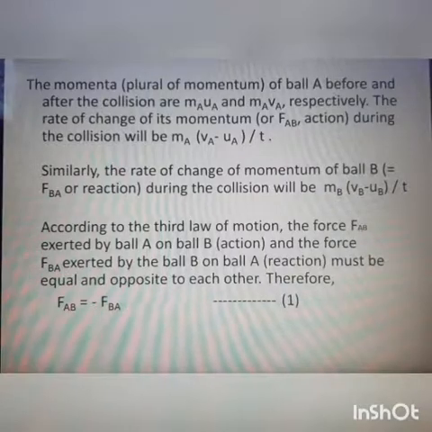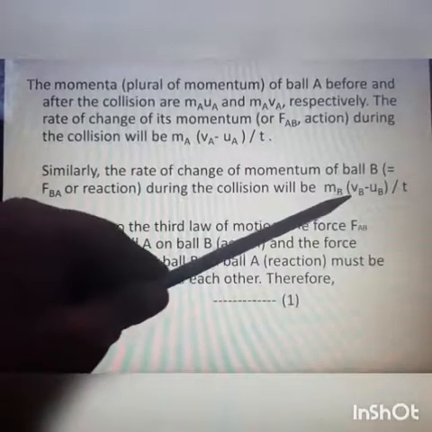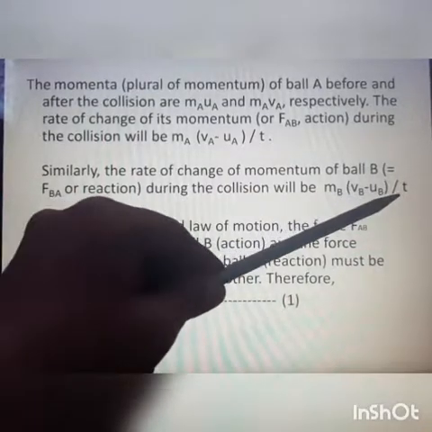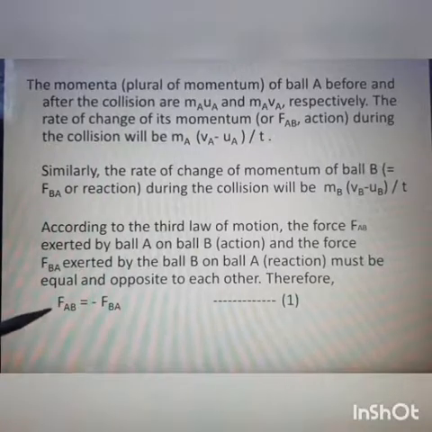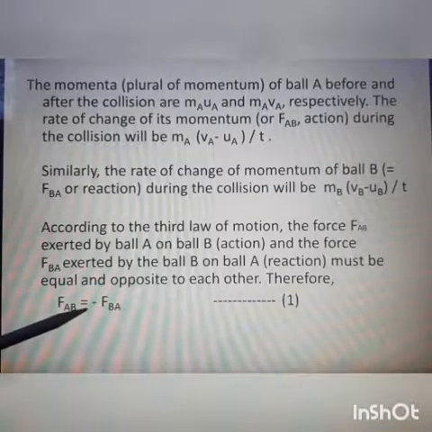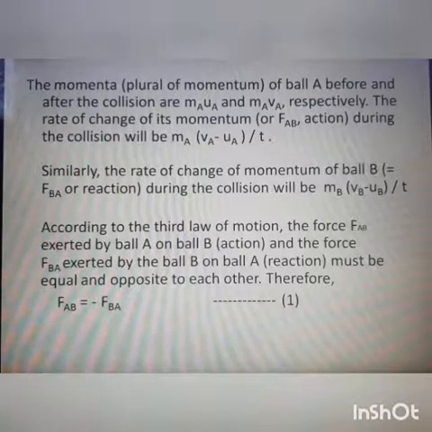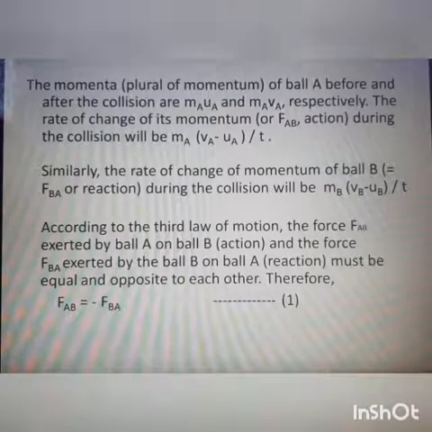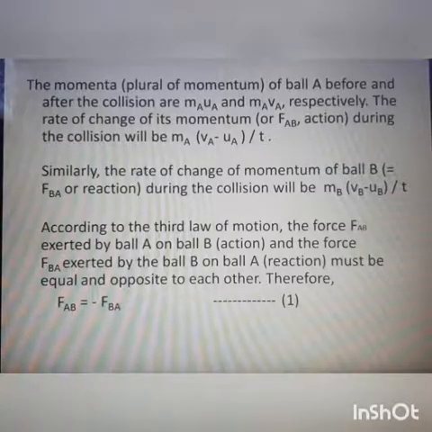Similarly, we can find FBA, that is MB into (VB minus UB) by t. After that, we will write FAB equal to minus FBA. This is in accordance with the third law of motion, which tells us that action and reaction must be equal and opposite to each other.